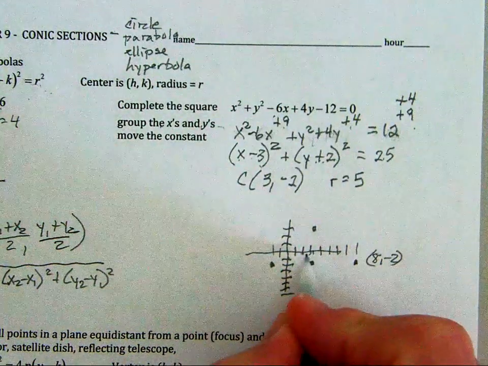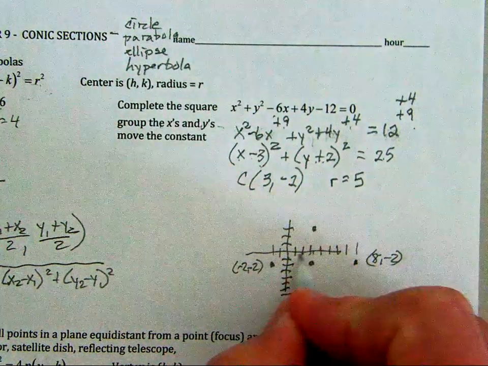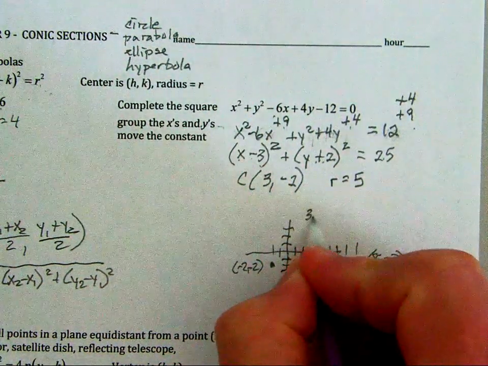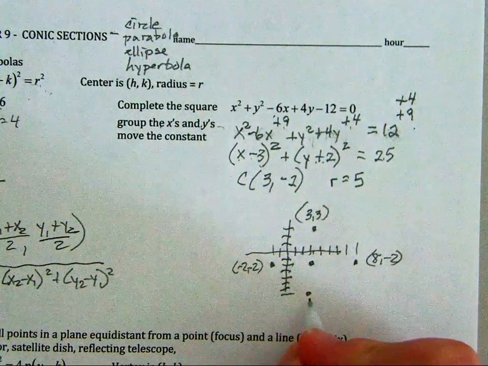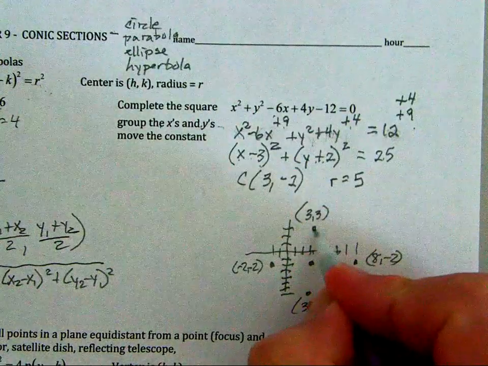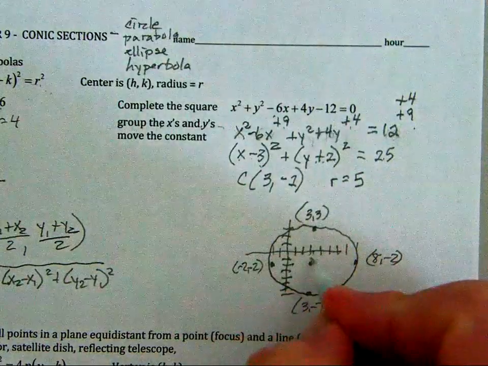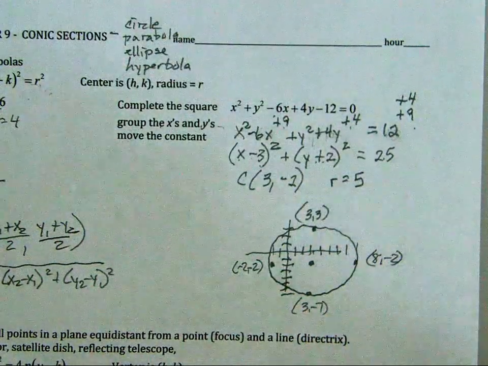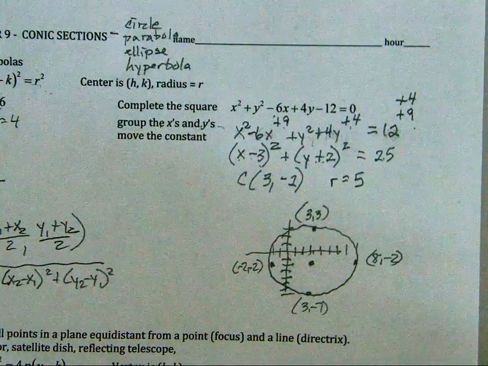Or you could count it on here. That looks like -2, -2. That looks like 3, 3. And that looks like 3, -7. And that would give us our circle. And that's how we'll do a lot of these. You'll draw your picture and you'll mark off spaces and then just look at your graph to find the points. So that's circles.